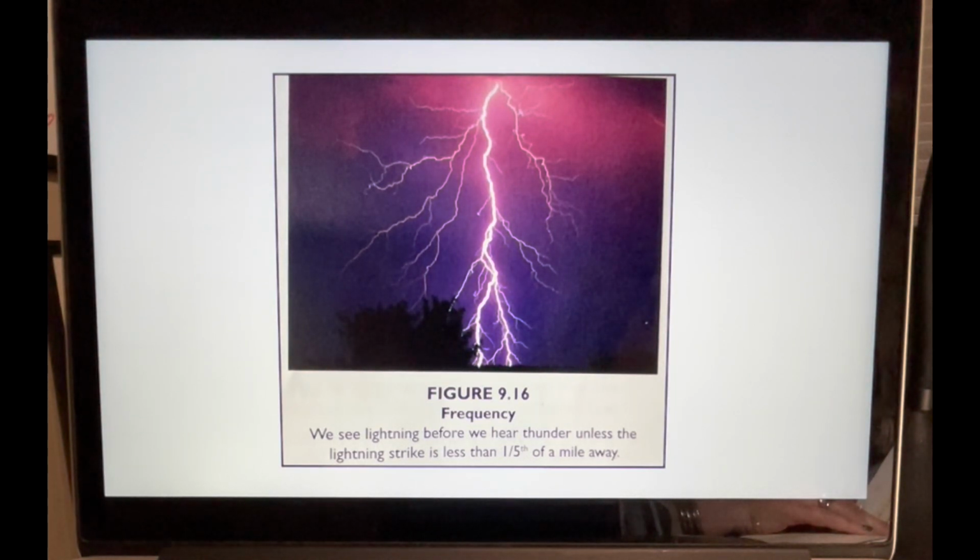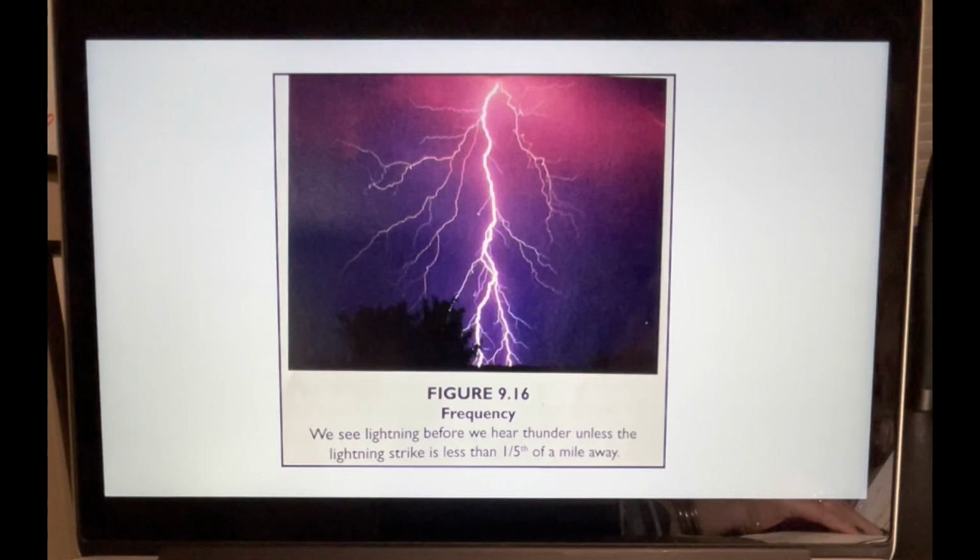Remember, light travels very quickly. The speed of light is so great that the time it takes for light to travel even several miles is simply too small for you to measure. Thus, as far as you're concerned, you see a lightning bolt essentially the same instant it is formed. Sound travels much more slowly.